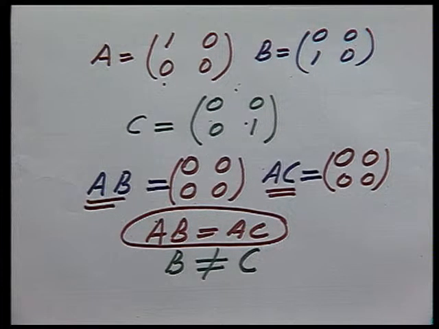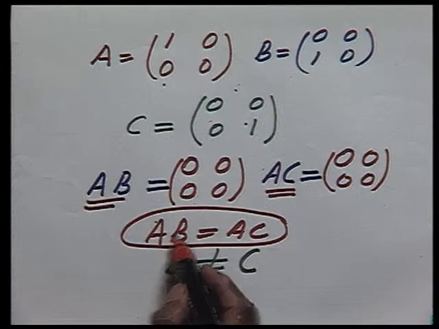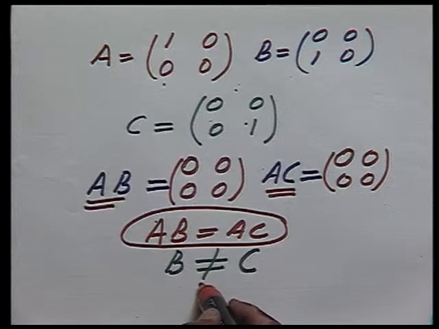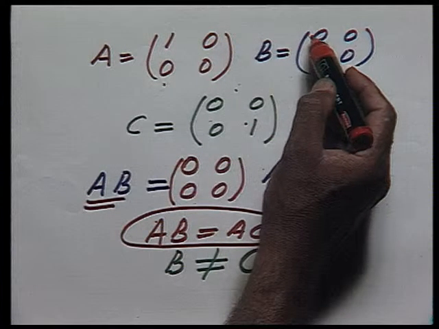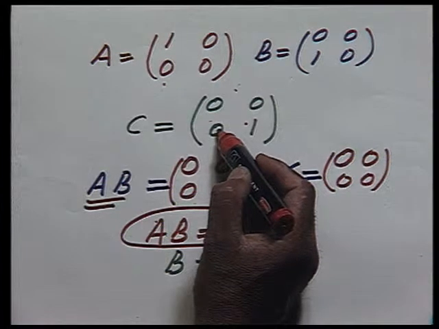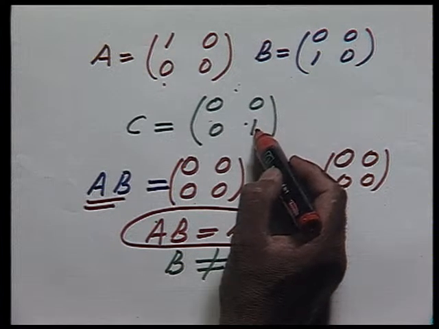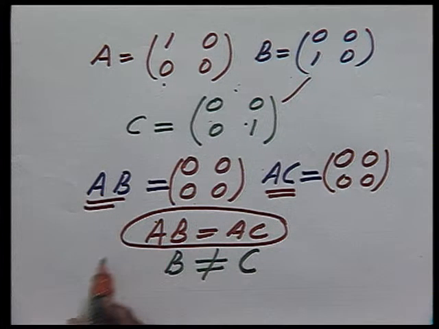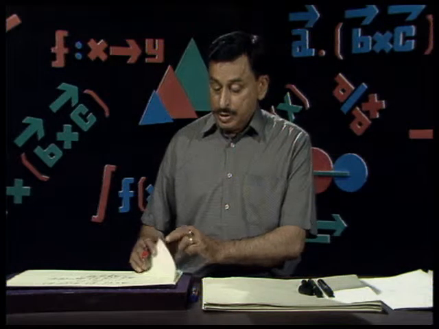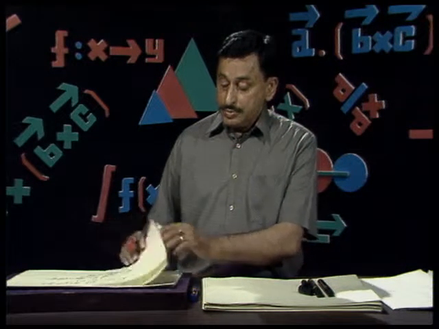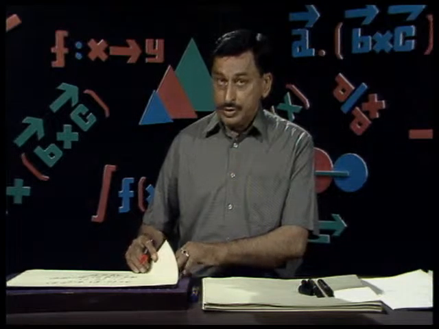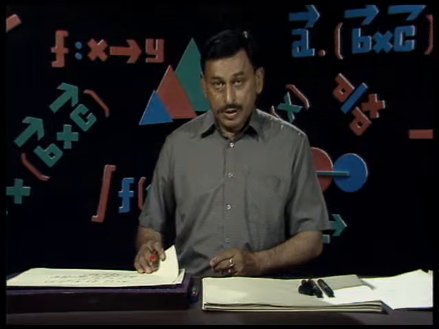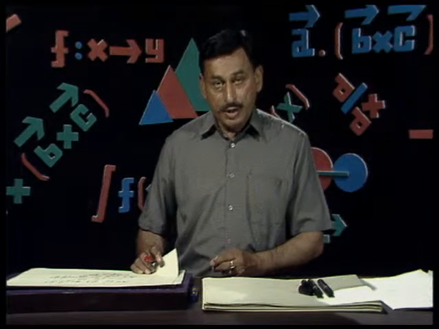Now, AB and AC are equal. Does it not remind you of algebra once again? Whenever you had equal products with a common factor, you would say B is equal to C, but here, in this particular case, B is not equal to C. See, this is 0, this is 0, this is 1, this is 0; this is 0, this is 0, this is 0, this is 1. So, these two matrices are not equal. Even though they are not equal, we multiply them with a third matrix and the two products AB and AC still come out to be equal.